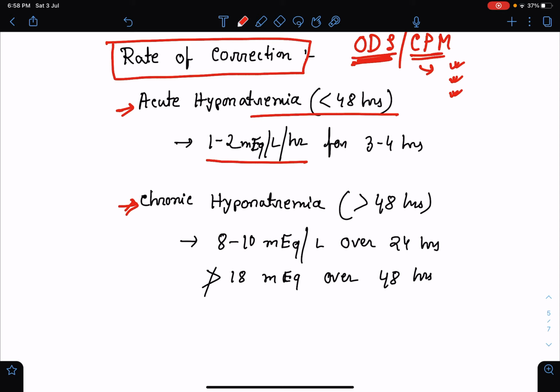We are going to do a rapid correction for the first 3 to 4 hours. That is 1 to 2 milliequivalent per liter per hour we are going to correct for the first 3 to 4 hours, and by this time, after this much correction, the symptoms usually get resolved, and then we can taper off the rate of correction of sodium, and we can correct up to 12 milliequivalent over 24 hours.